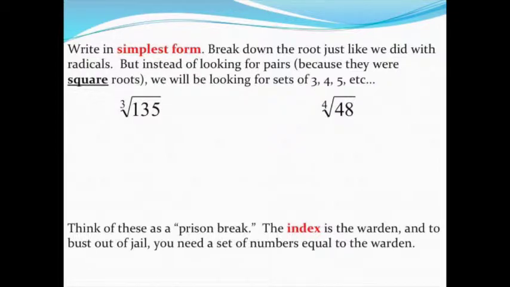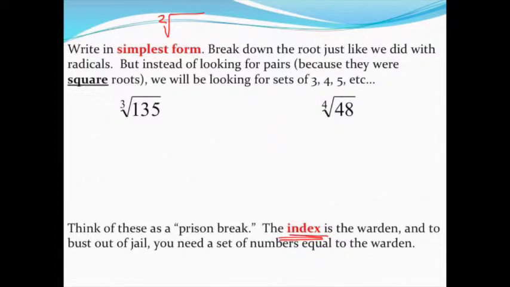In the past, we worked with square roots. We simplified them by looking for pairs of numbers, because when we're working with a square root, there's that invisible 2 right there. When we're working with higher roots, for example, the third root or the fourth root, we'll simply be looking for sets of 3 or sets of 4 to get out instead of sets of 2. That little number, by the way, is called an index, if you want to refer to it as that.